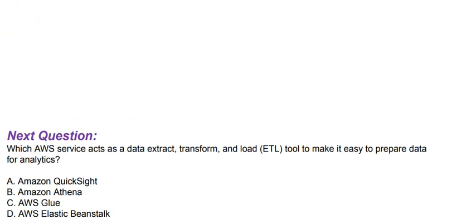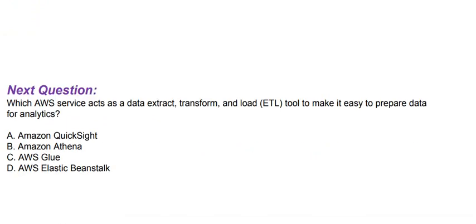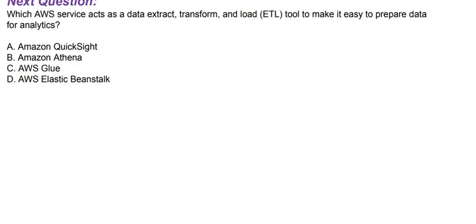Moving to next question. Which AWS service acts as a data extract, transform and load tool to make it easy to prepare data for analytics? Option A: Amazon QuickSight. Option B: Amazon Athena. Option C: AWS Glue. And option D: AWS Elastic Beanstalk. The correct answer is option C.